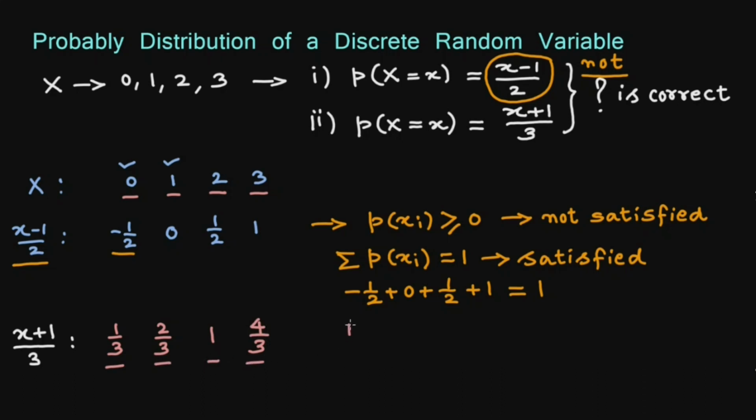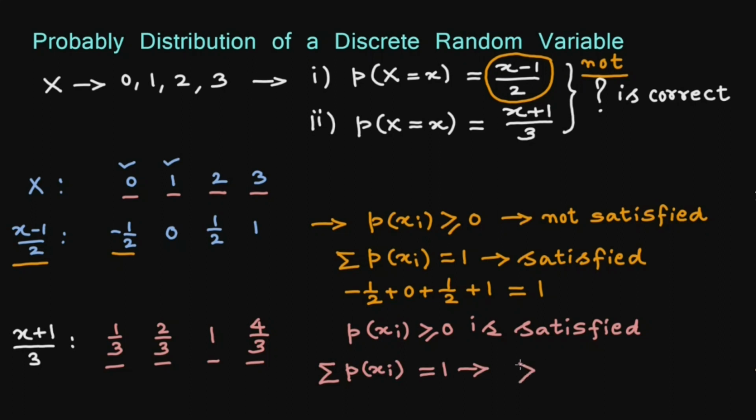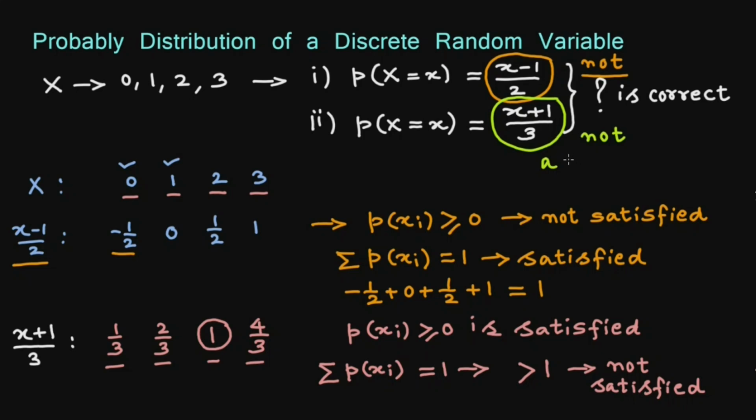So the first condition that p of xi is positive or 0 is satisfied, and the second condition that summation of p of xi is 1 will obviously not hold, as the sum will be greater than 1 because one of the values in the addition is 1. Hence the second condition is not satisfied. So the function x plus 1 by 3 is also not a probability distribution.